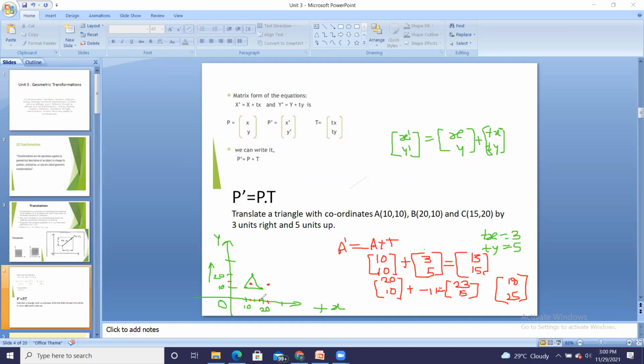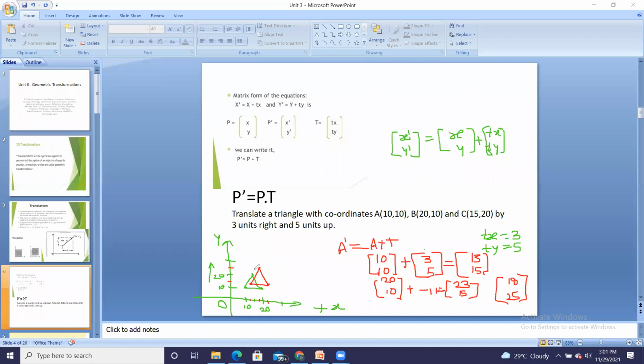Okay, somewhere here is your 18, and 25 is 20 plus 5, somewhere over here. So whenever both of them intersect, that will be my new point C dash. So finally, I will perform the joining of these 3 points and I will get the resultant triangle A dash B dash C dash.